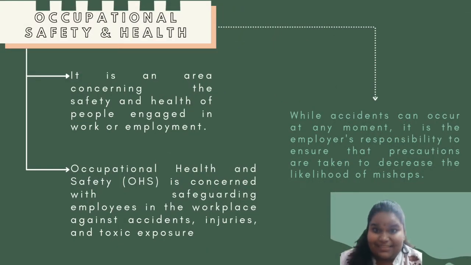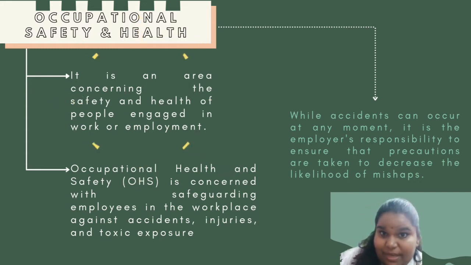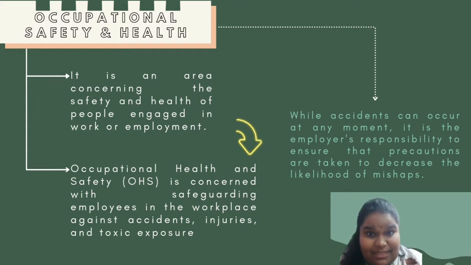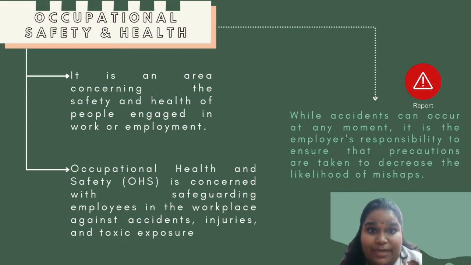Occupational safety and health. It is an area concerning the safety and health of people engaged in work or employment. Occupational health and safety, OSH, is concerned with safeguarding employees in the workplace against accidents, injuries, and toxic exposure. While accidents can occur at any moment, it is the employee's responsibility to ensure precautions are taken to decrease the likelihood of mischiefs.